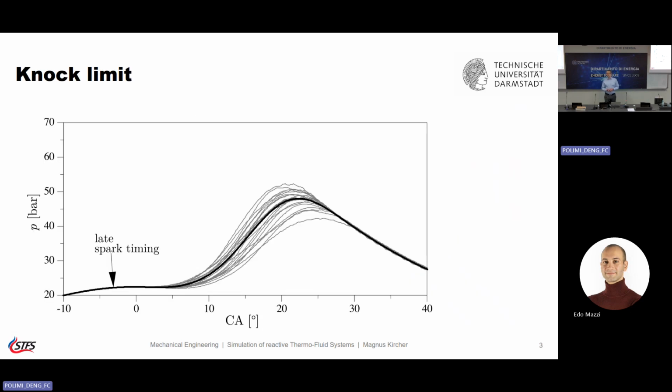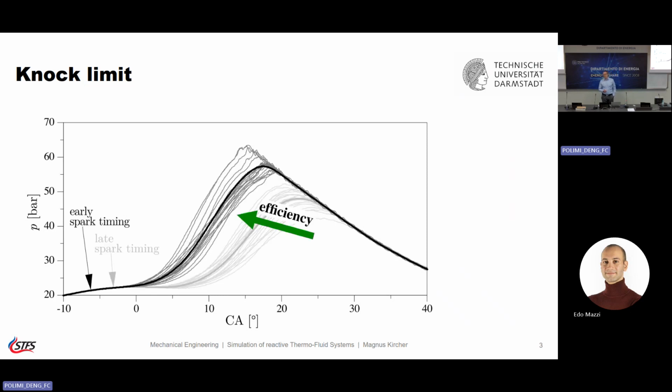Now, it's the nature of the internal combustion engine to have cyclic variations, which look like this in experimental investigation, where we have an envelope of pressure traces around the mean pressure. Now, if we want to increase the efficiency, one thing to do is advancing the spark timing. We get a higher mean effective pressure, but in the end, what may appear is single pressure traces where we have pressure oscillation overlaying the general pressure trace, which is called knocking combustion.